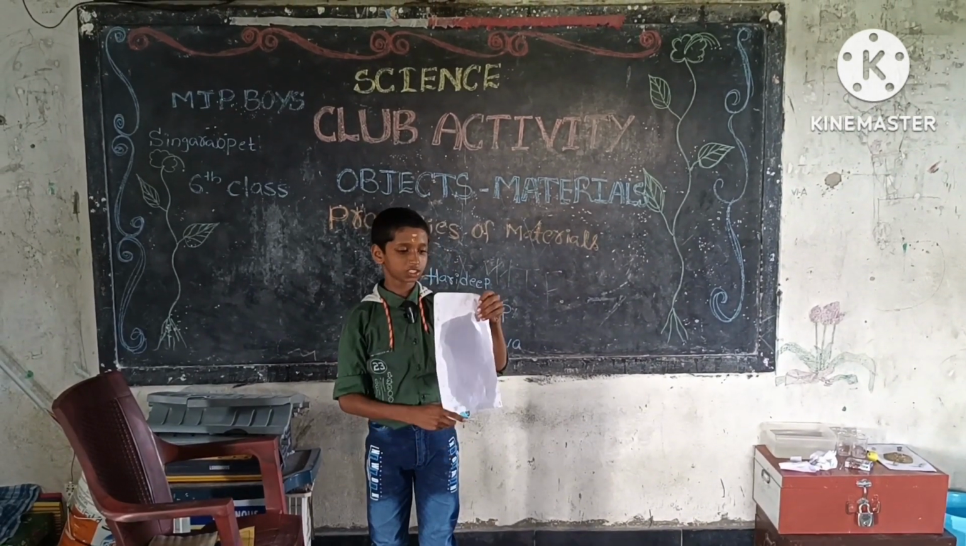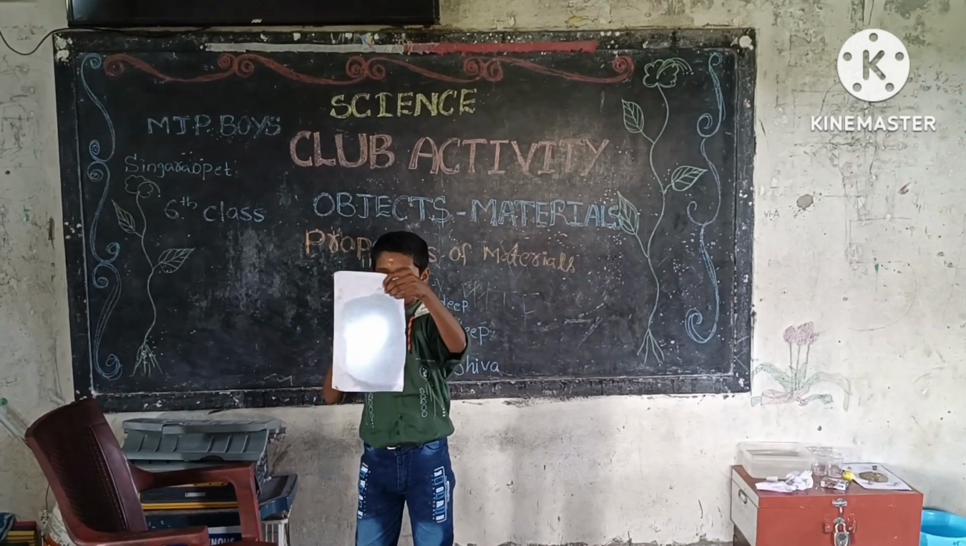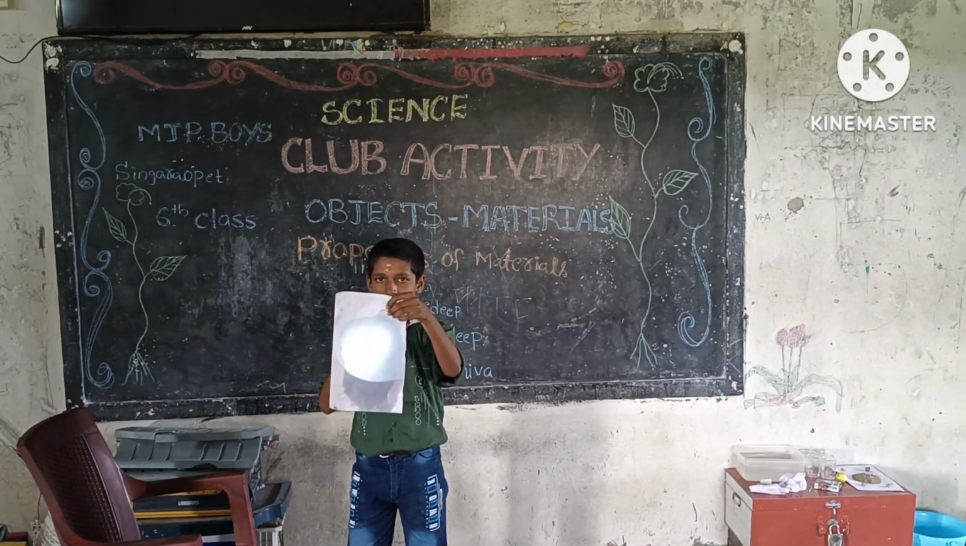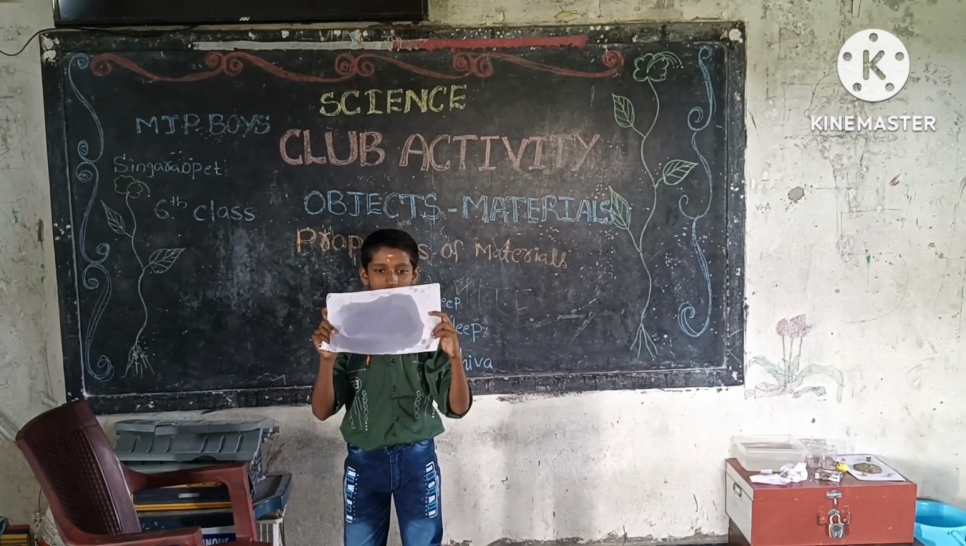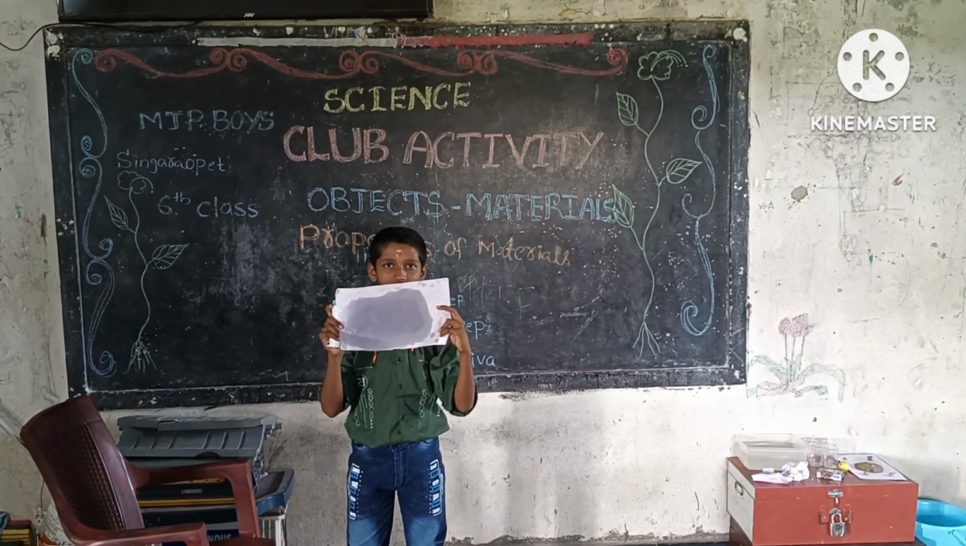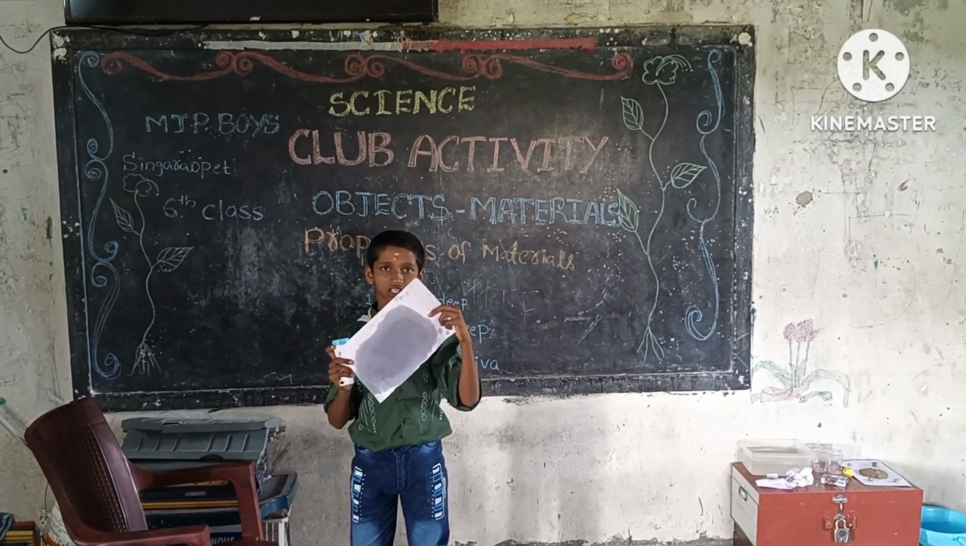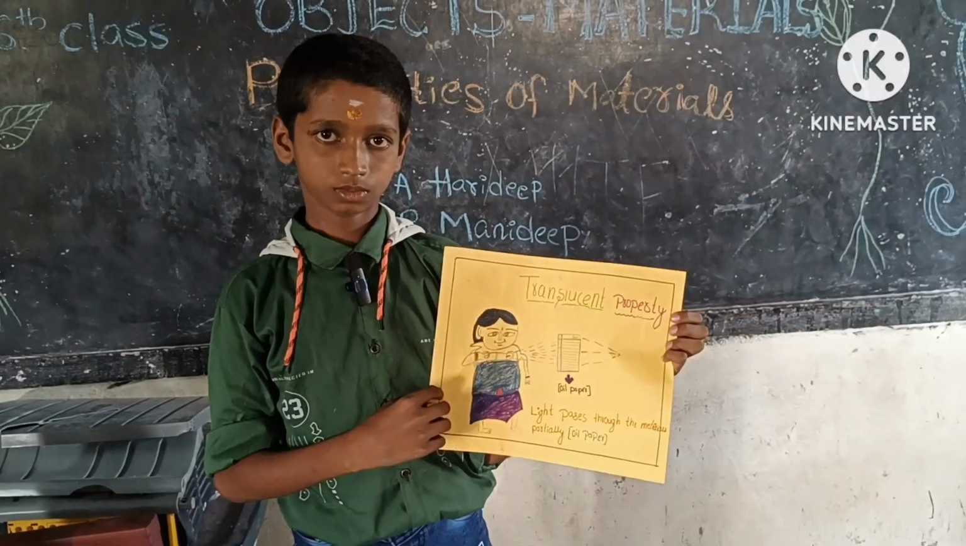This material name is oil paper. Light passes through this material partially. We can see through this material, but the vision is not clear. That's why this material has translucent property.